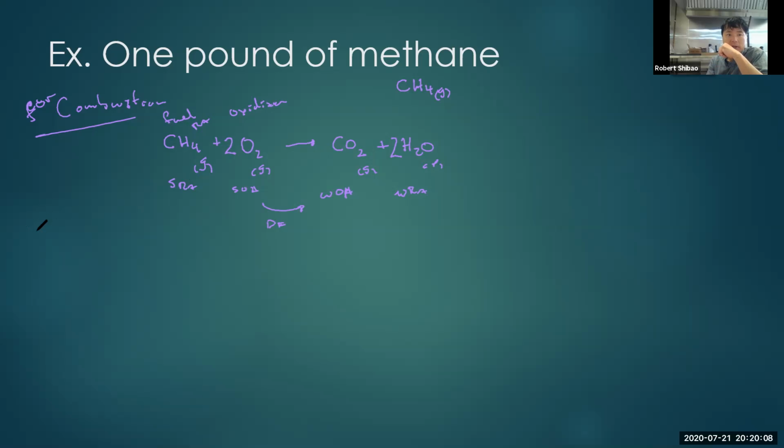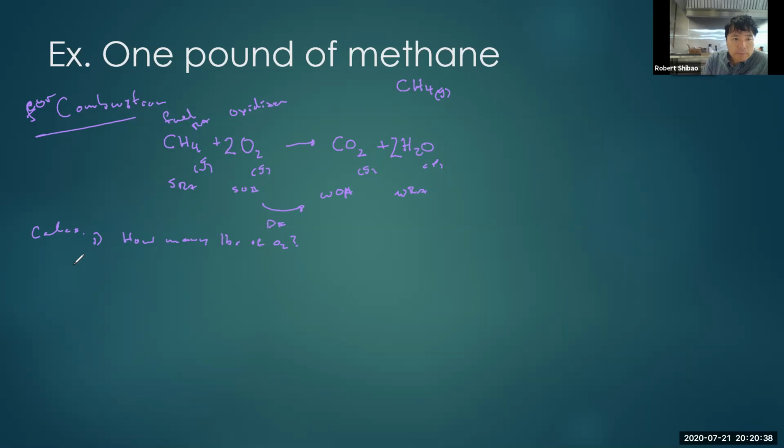So let's look at some calculations. If I have 1 pound of methane, how many pounds of oxygen are required? So calcs 1, how many pounds of oxygen? I have to make sure I have enough oxygen. How many lbs of O2? Make sure I have enough oxygen to burn all that methane.